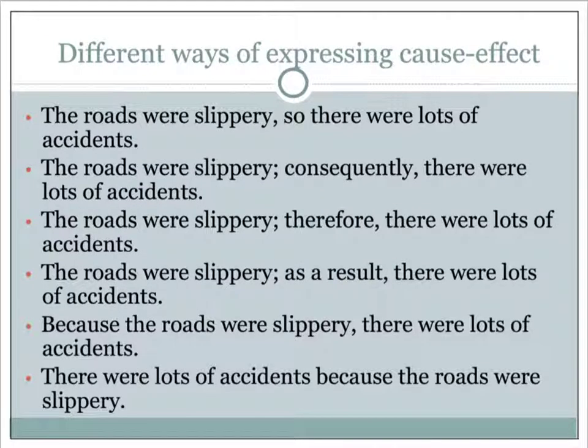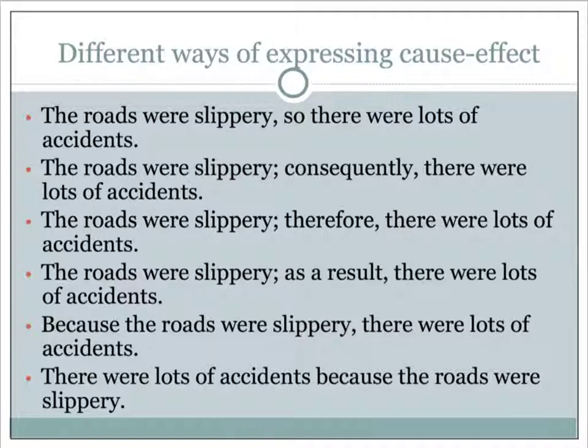There are different ways of expressing cause and effect. The first way I've used here: the roads were slippery, so there were lots of accidents. What we're doing here is we're using a comma and a coordinating conjunction. The coordinating conjunctions, those are the things we call fanboys: for, and, nor, etc. So that's a pretty straightforward way of combining sentences, probably the most commonly used in everyday speech.